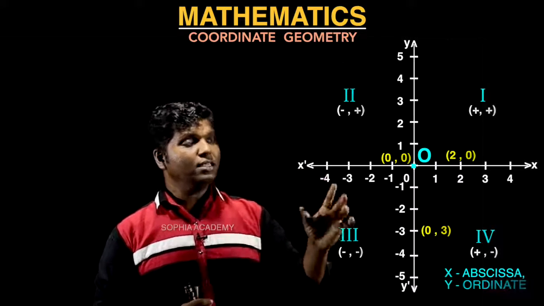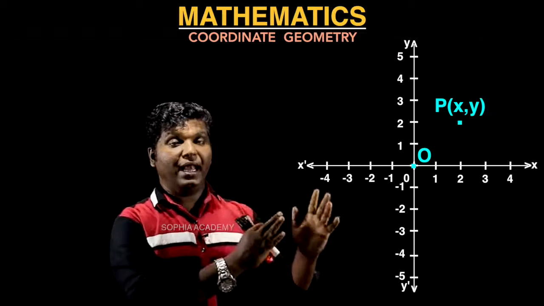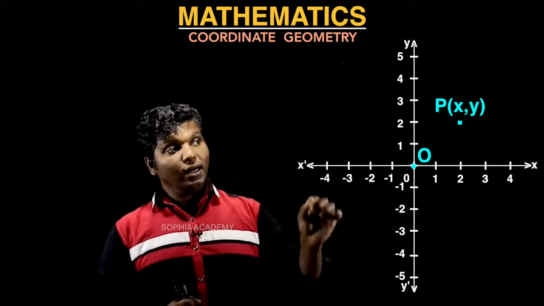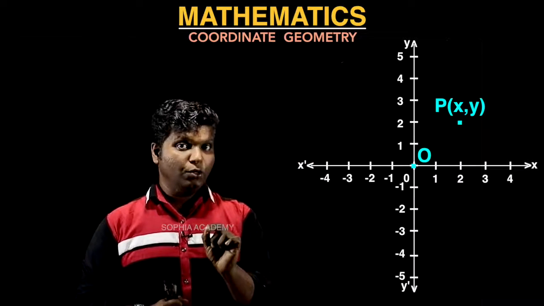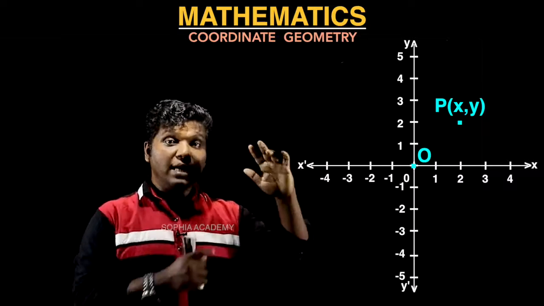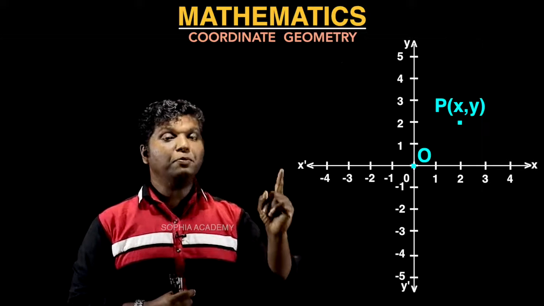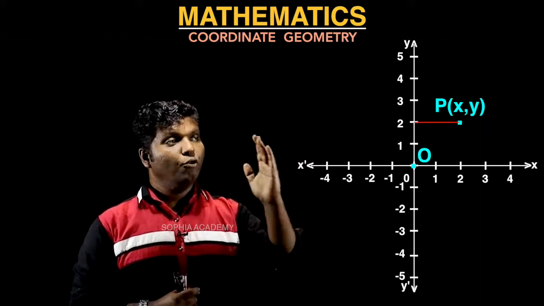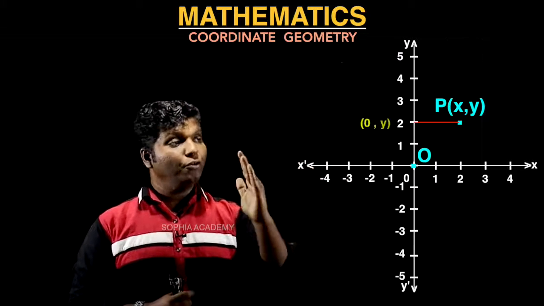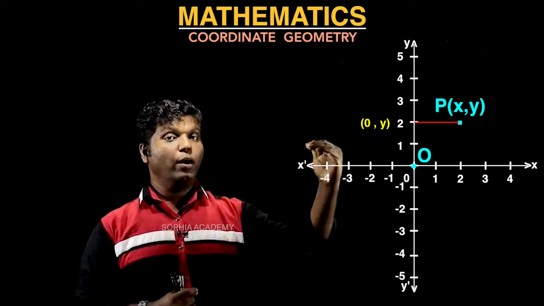Now coordinates means x-coordinate and y-coordinate. I already told you. If you are considering a point P(x, y), what does this x mean? It's called the x-coordinate, and y means the y-coordinate. So what does x-coordinate or abscissa mean? Abscissa is the perpendicular distance from the y-axis. Means how far that point is from the y-axis. That's what we call its x-coordinate. Likewise, what about the y-coordinate?